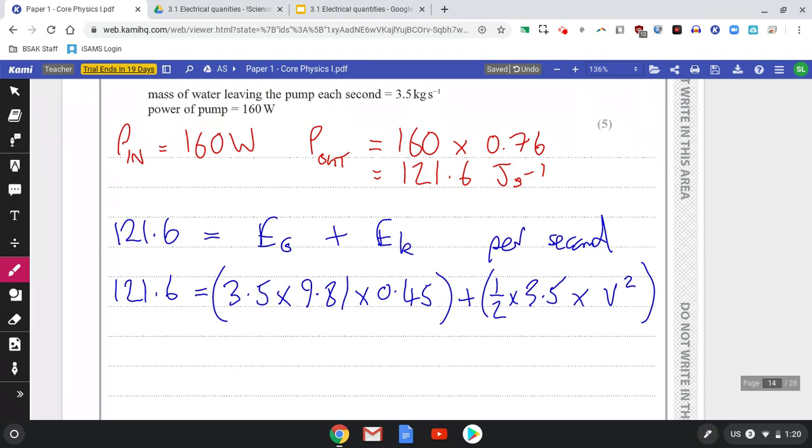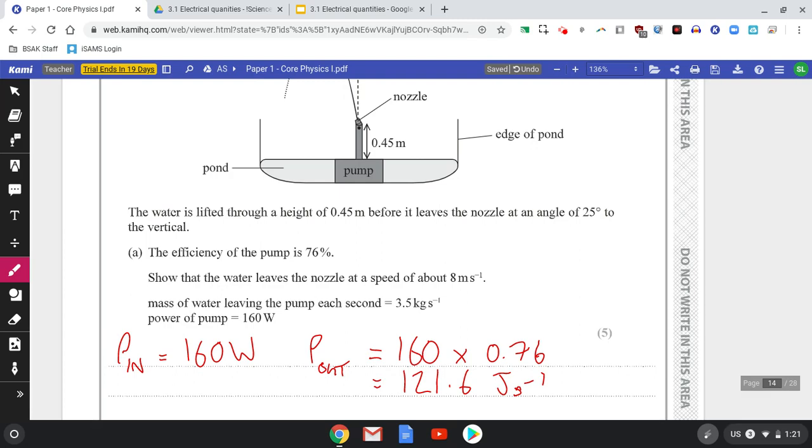So if we thrash that out, we get the velocity to come out as 7.78 meters per second. Always write that down. This is what the examiner wants to see. They need to see the true value. Please do not write down v equals 8, because v is not equal to 8. It's suggesting that v is about 8 meters per second.